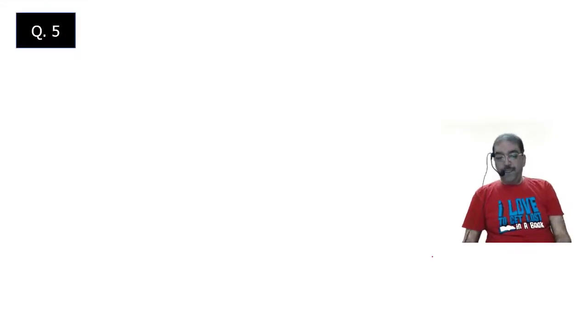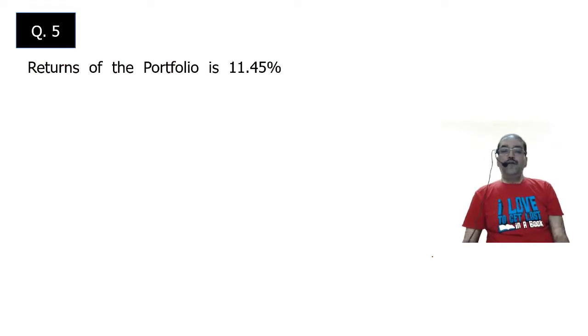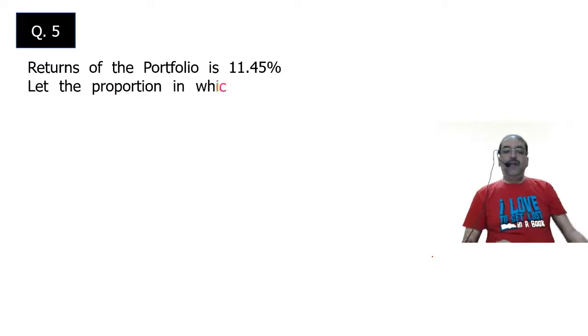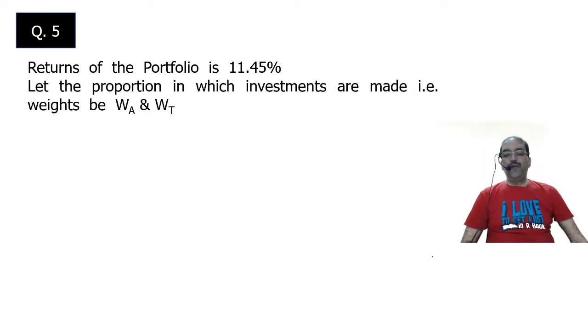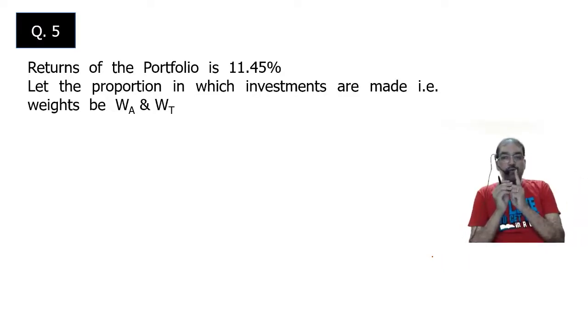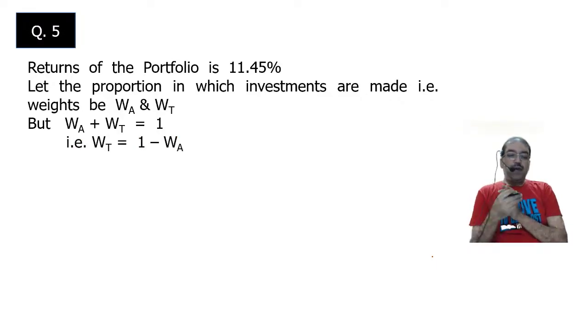Let us see. Returns of the portfolio is 11.45%. Let the proportion in which investments are made be W1 and W2. Now in this case there are two securities A and T. So WA and WT. Let the proportion in which the investments are made be WA and WT. But what do we know of WA and WT? The total should be always equal to 1. So WT is equal to 1 minus WA.